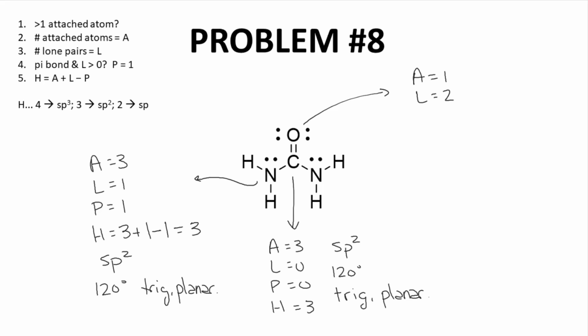It's not next to a pi bond. It's part of a pi bond. So P equals 0. H equals A plus L minus P. That gives us 3. This is going to be an sp2. We would predict an sp2 hybridized oxygen, but there's no reason to look it up on the table because we won't find anything that has one attached atom in the table. So that is how we assign hybridization and bond angles and geometries to second row elements.